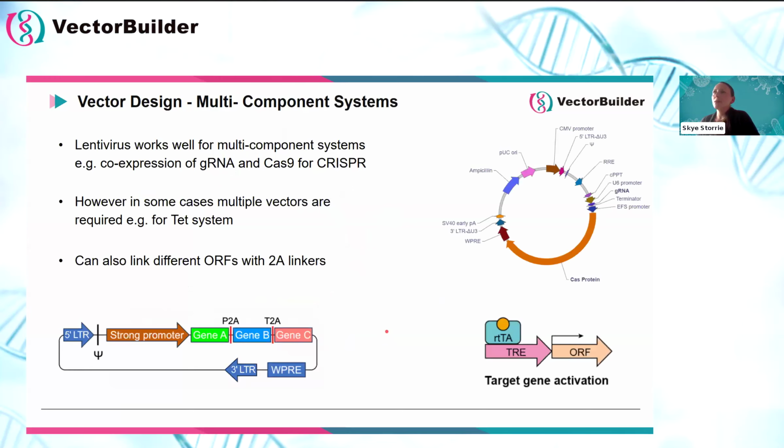Lentivirus is appropriate for expression of multiple components. For example, for CRISPR, lentivirus works really well for co-expression of gRNA as well as Cas9 from a single construct. However, as we just talked about, in some cases, like the TET system, multiple vectors are required, and it doesn't work well to express all the components from a single vector. Another option, if you want lots of different ORFs expressed from a single promoter, is to use 2A linkers, which induce ribosome skipping. So during translation, you will get translation of the three separate proteins.